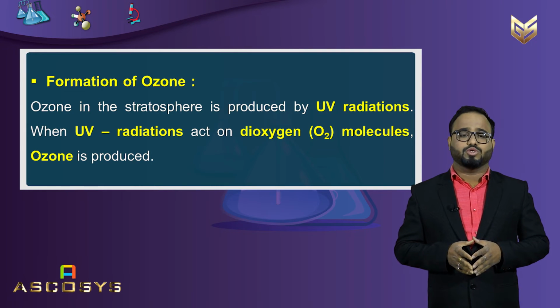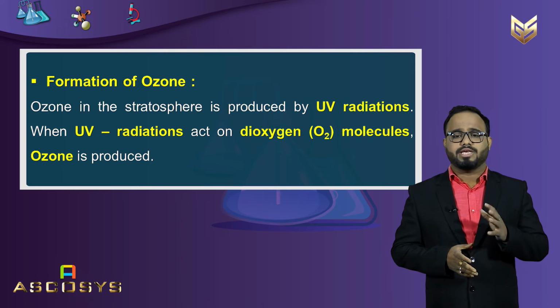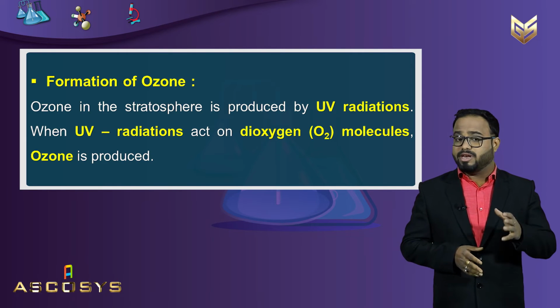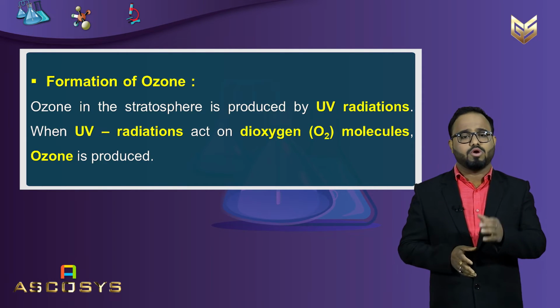Now, formation of ozone. Ozone in the stratosphere is produced by UV radiations. When UV radiations act on an oxygen molecule, ozone is produced. Ozone is thermodynamically unstable and decomposes to molecular oxygen. Thus there exists an equilibrium between production and decomposition of the ozone molecule.